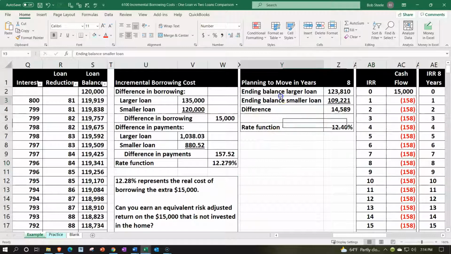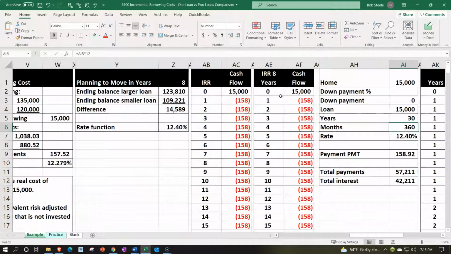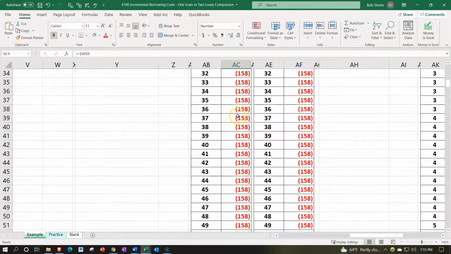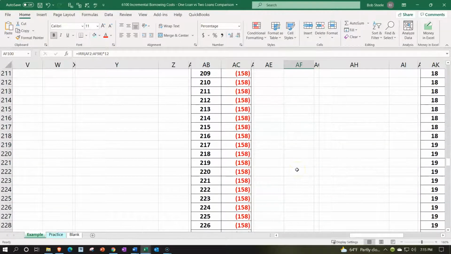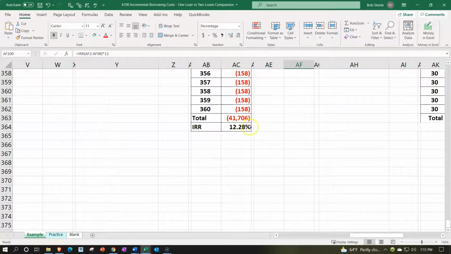We also considered the calculation as if we were going to sell the property in 8 years instead of holding on to it until maturity. We got a slightly different calculation for the rate here. We calculated those two items using the cash flow, the difference in the two loans, the $15,000, and then the differences in the payments, and we get to our same two percentages, the 12.4%, and the amount down below of 12.28%.